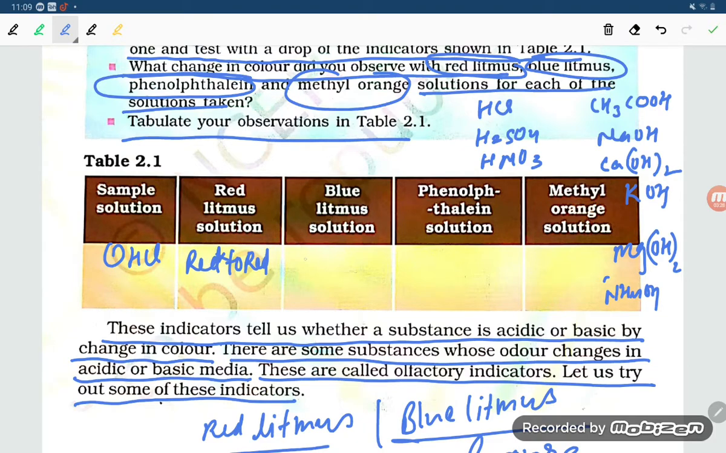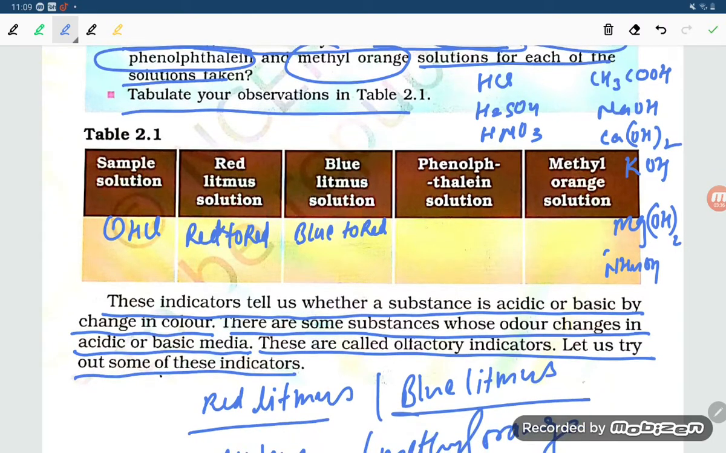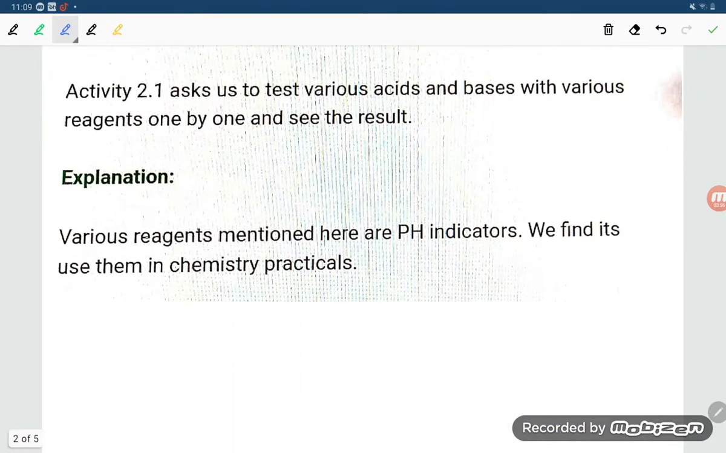What will happen with blue litmus, students? It will convert blue to red. Phenolphthalein also shows no color change. Methyl orange will also convert to red. In both cases the color will be red. So let us read out the answer, students.